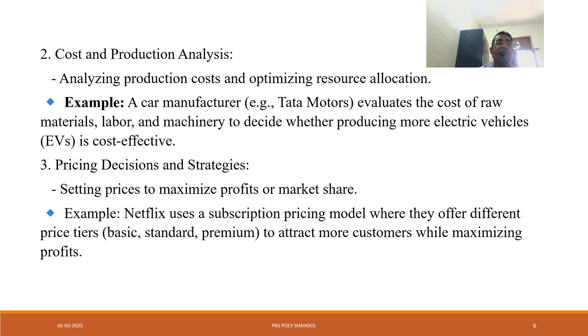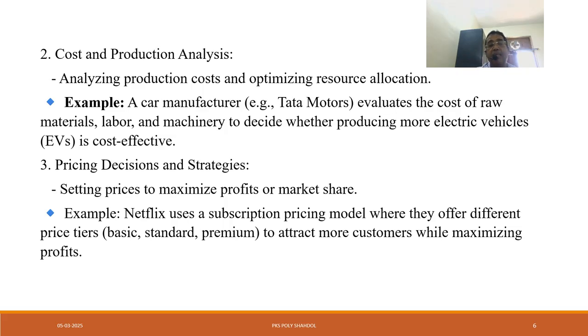Okay. Second is cost and production analysis: analyzing production cost and optimizing resource allocation. Example, here we have taken a car manufacturer, for example Tata Motors, which evaluates the cost of raw material, labor and machinery to decide whether producing more electric vehicles is cost effective. So this is the cost and production analysis.